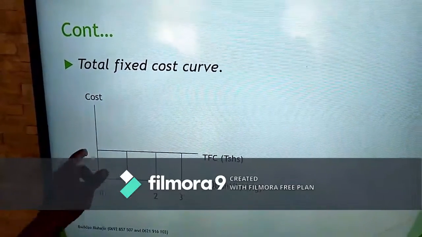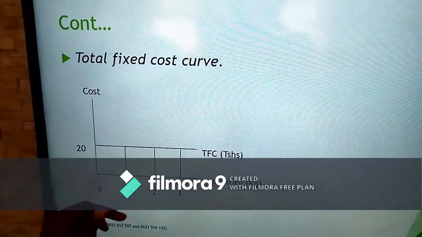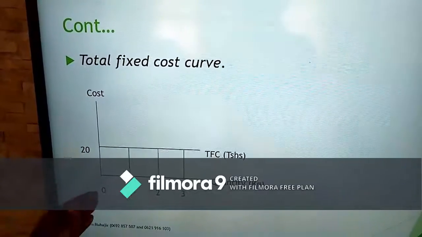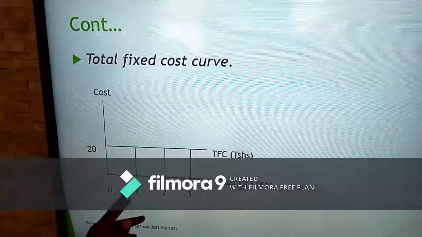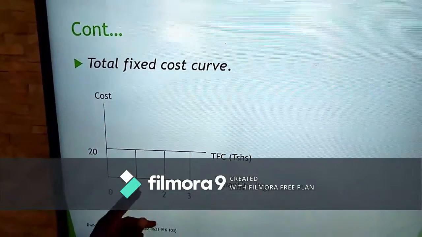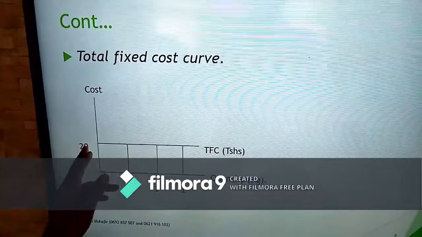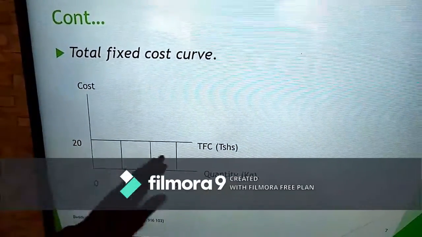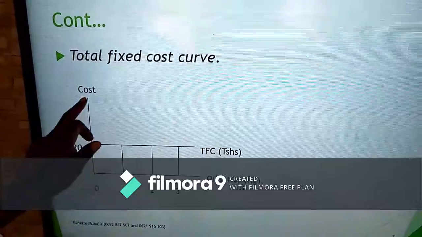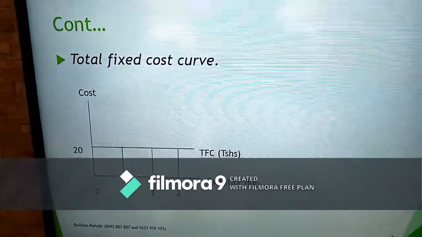You can see here that from the 0 output level up to the 3 level, the firm still pays the same amount of total fixed cost, which is 20. So even when producing at 1, it pays the same amount, which is 20. When the production increases up to 2, the firm still pays the same amount, which is 20. And when it goes on up to 3 and so forth, the firm will pay the same amount, and your graph will look like this.